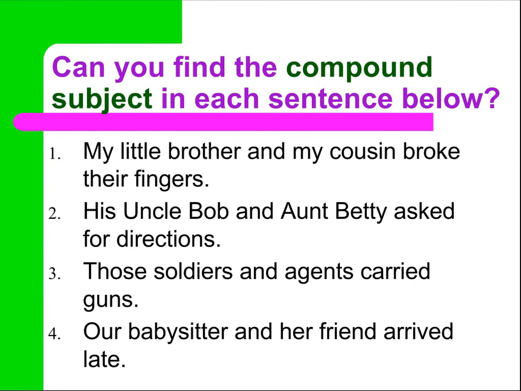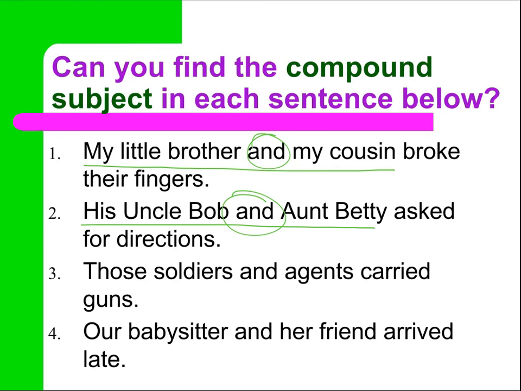Remember, a hint for finding the compound subject is to look for the conjunctions. We have a conjunction in sentence 1. The compound subject is the nouns that the conjunction are joining. So the compound subject is my little brother and my cousin. In sentence 2, we have another conjunction. The compound subject, his Uncle Bob and Aunt Betty.